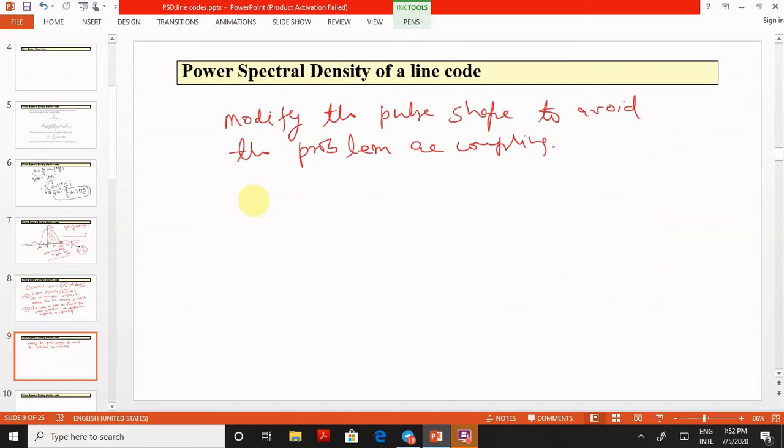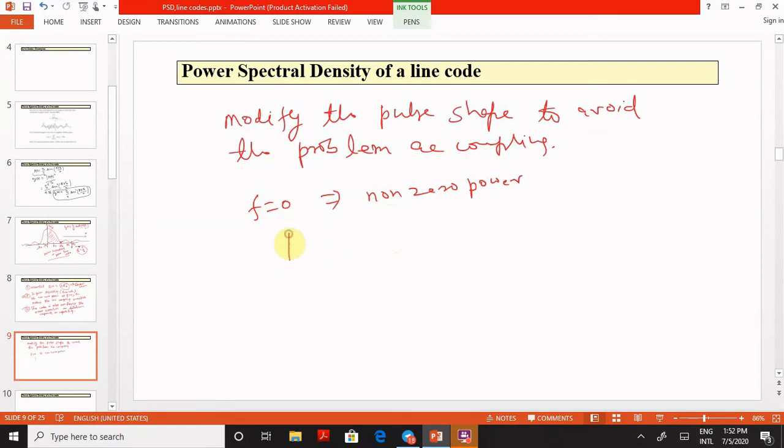So what is the problem? That at f equal to 0, we have non-zero power. This is the problem, right? We should have zero power at f equal to 0 for proper AC coupling. Means there should not be any DC component.